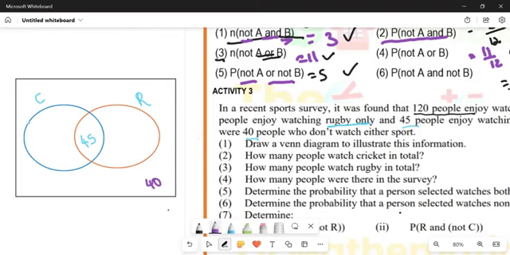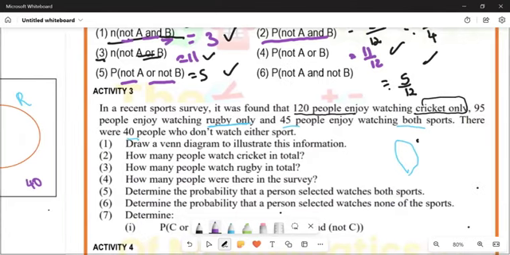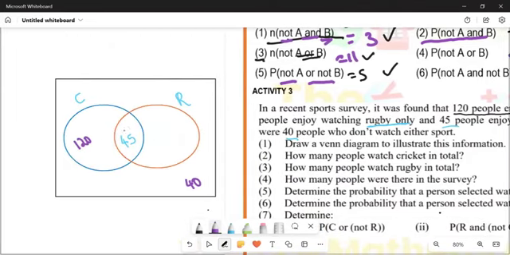Now they said 120 people enjoy cricket. Okay? So we'll come and write 120 here. It means all these people here are going to be enjoying cricket. But they said they enjoy cricket, they didn't say cricket only. We're going to say 120 minus 45 because we've already counted the 45. How many enjoy rugby? 95 enjoy rugby only. Okay? So we're going to come and put 95 here.